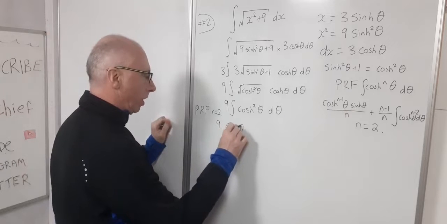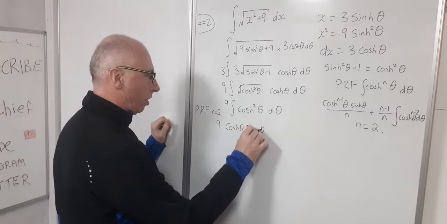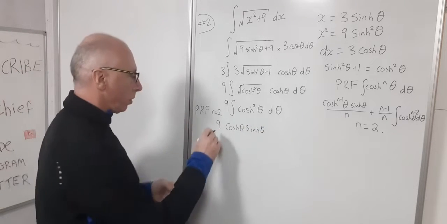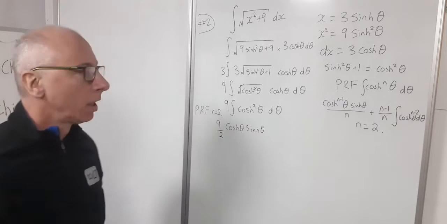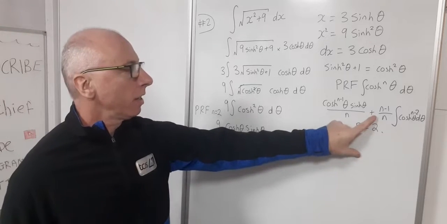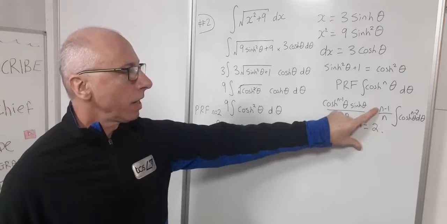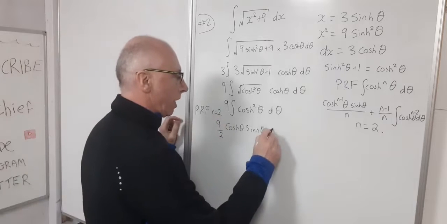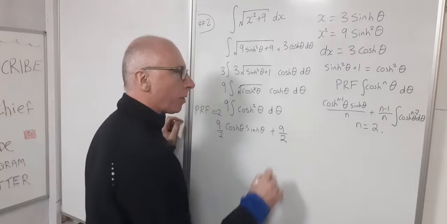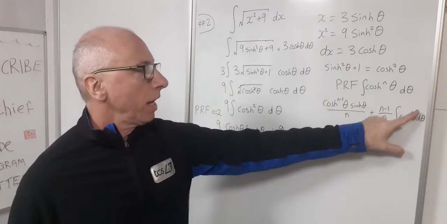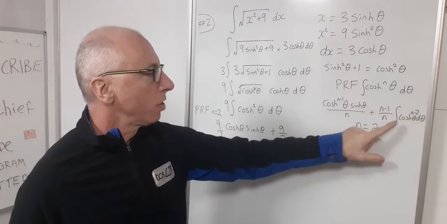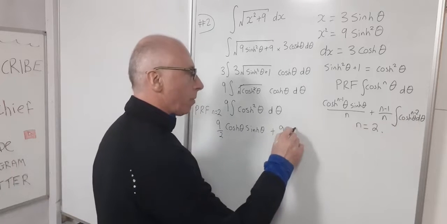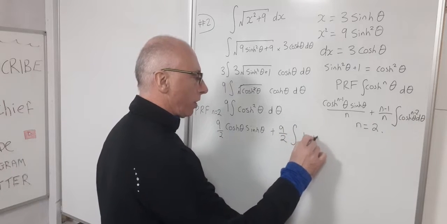So I've got 9 times cosh theta sinh theta, and n is 2, so I need to divide by 2. So my constant multiple can be 9 over 2. Okay, and then here I've got n minus 1 over n, so that could be 1 over 2, and not forgetting my constant multiple, so now I've got 9 over 2. Cosh to the n minus 2 theta: well, if n is 2, I've got cosh to the 0, so that's going to leave me with 1. So then I've got my integral of 1 d theta.